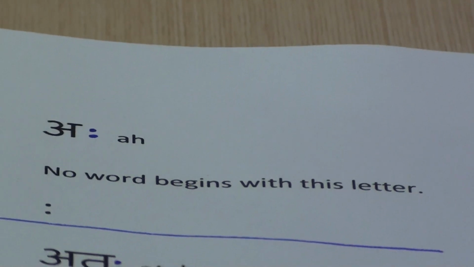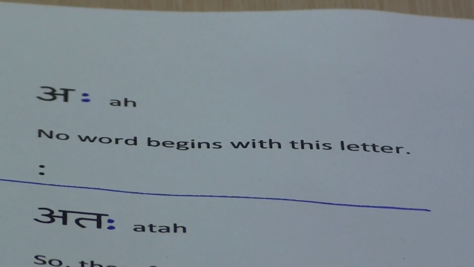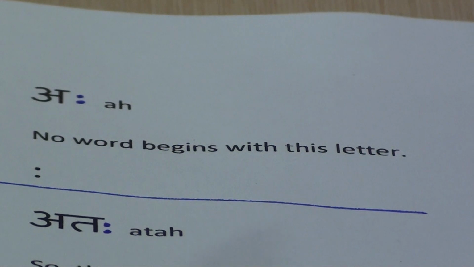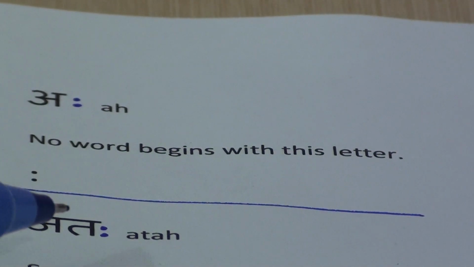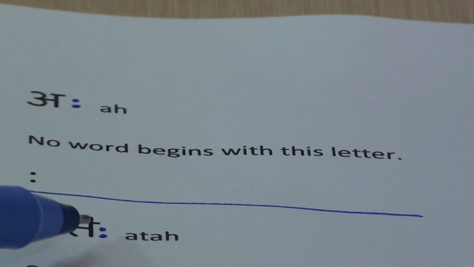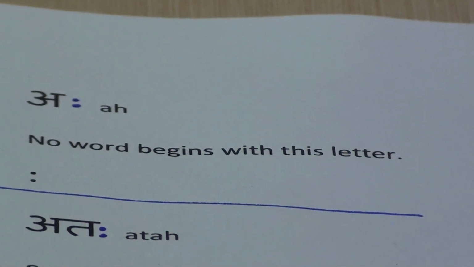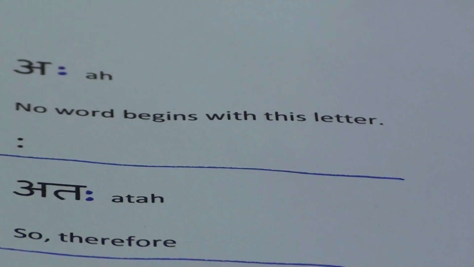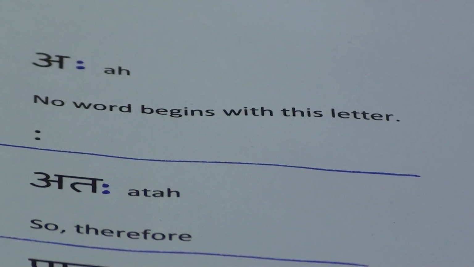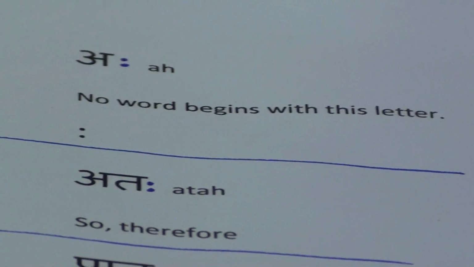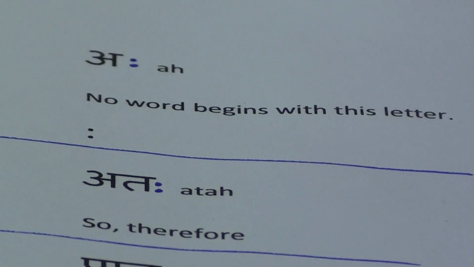For example, Ata. This is A, this is Ta, and these two dots represent Ah. So it's pronounced as Ata. Ata means so, therefore.